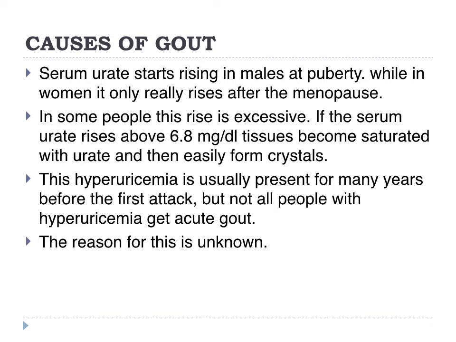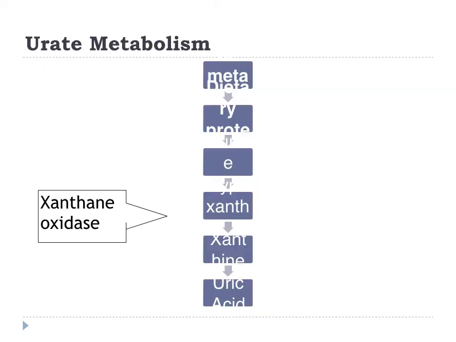This hyperuricemia is usually present for many years, as we said, before the first attack, but not all people with hyperuricemia get acute gout. The reason for this till now is unknown. This is just a sheet showing a revision of urate metabolism.